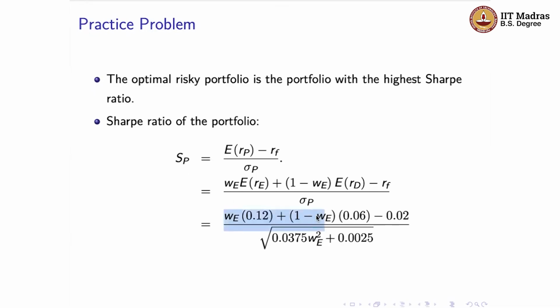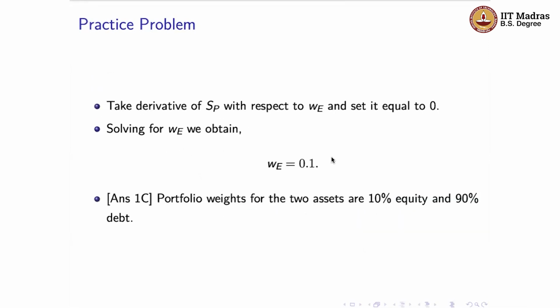So you can see that WE appears both in the numerator and the denominator. So you have to use basically the product rule here, right? And if you do that and then simplify, actually it looks a bit more complicated than it is. So if you do the simplification, what you end up getting is that WE is equal to 0.1, right?